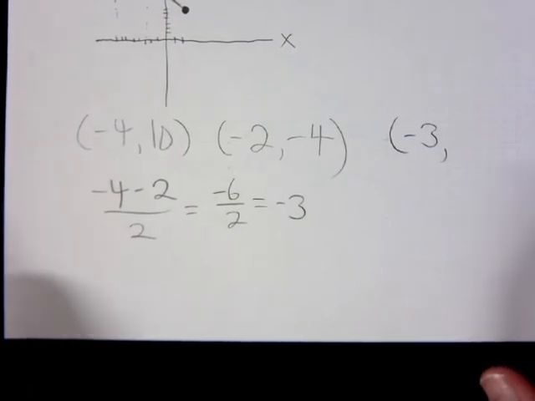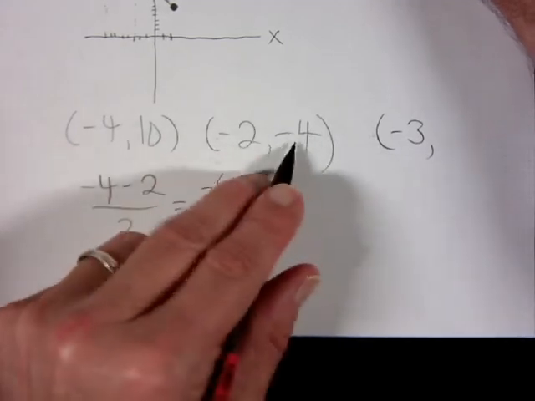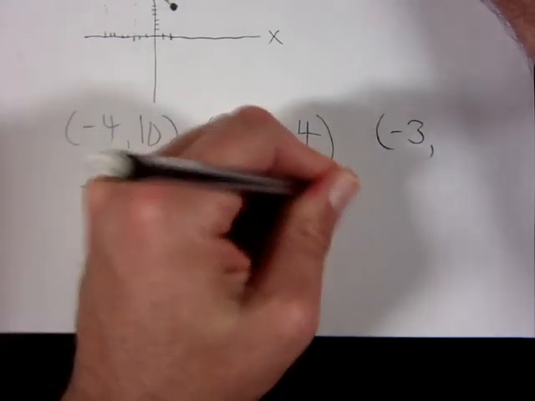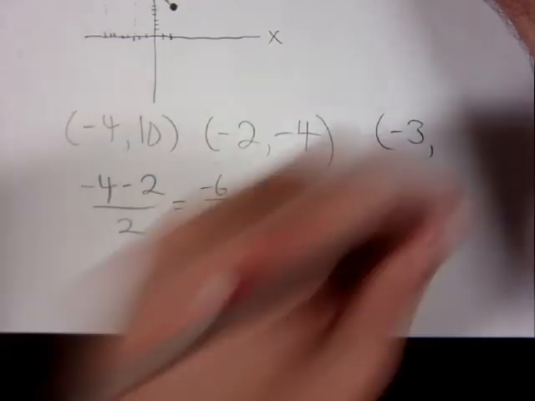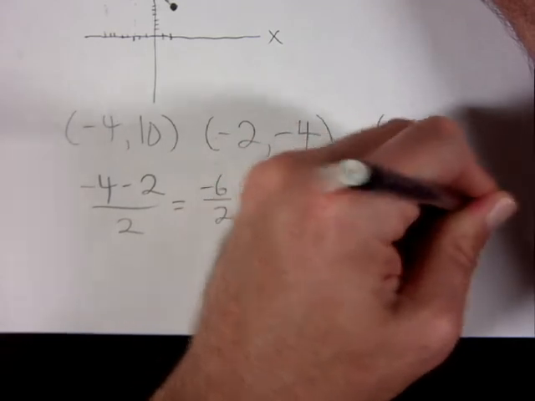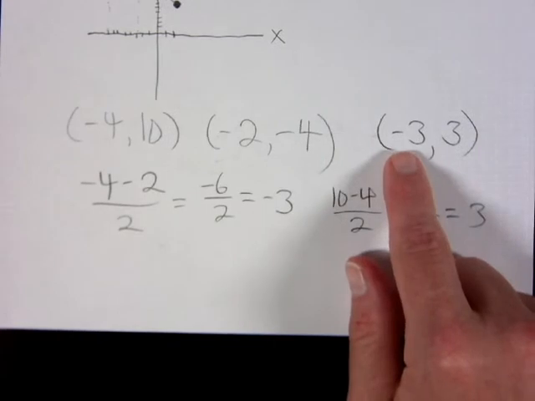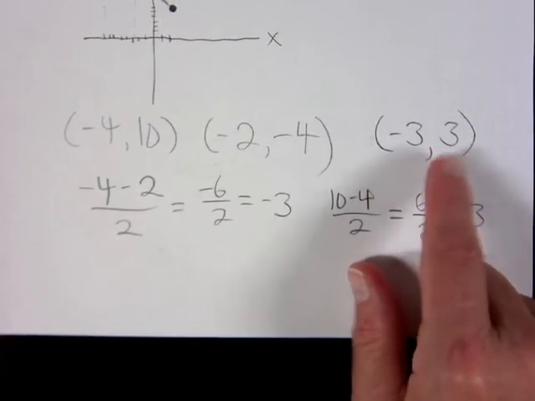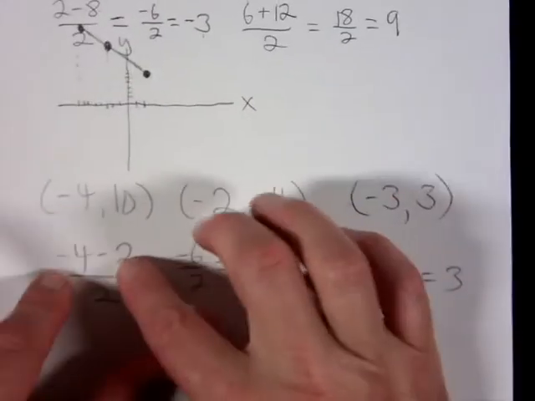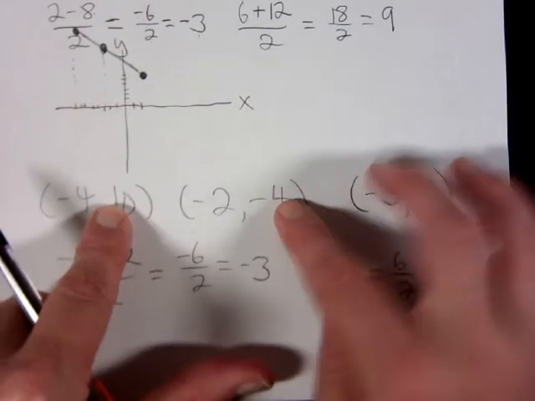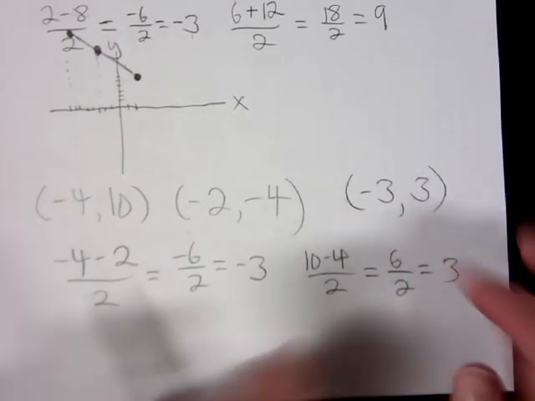Now we'll do the y value. I need to take the y numbers and put those together. So 10 and 4, I'll go 10 minus 4 over 2. Don't forget to divide it by 2. 10 minus 4, that leaves me with 6. And 6 divided by 2 makes 3. So 3 is the y-coordinate of the midpoint. So my midpoint is negative 3 comma 3. That's the midpoint between these two. All right? So again, it's just as simple as taking the x's, put them together, divide by 2. Take the y's, put them together, divide by 2. And then you have your 2 coordinates for your midpoint. All right?